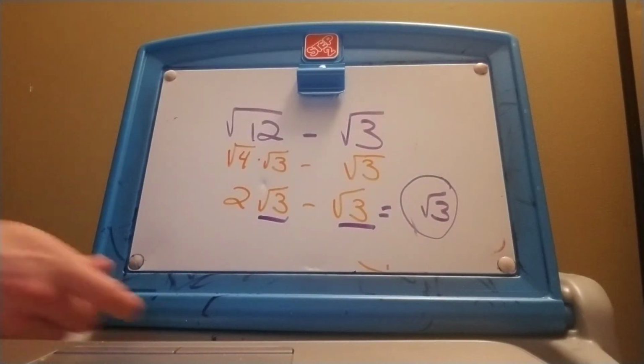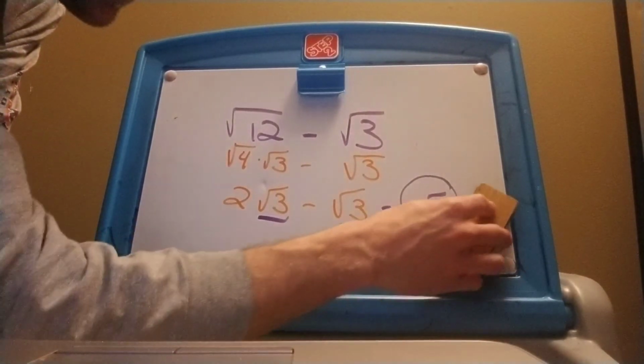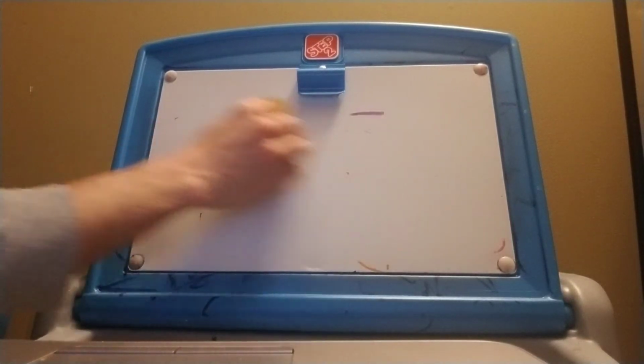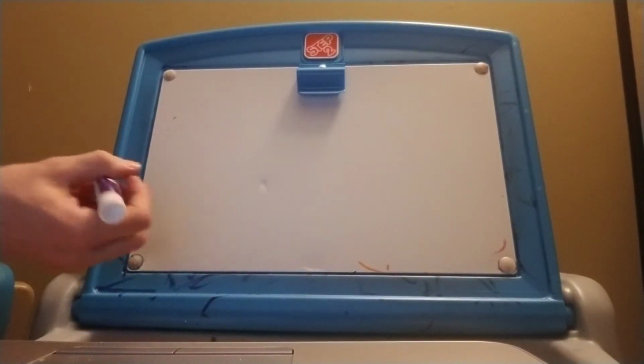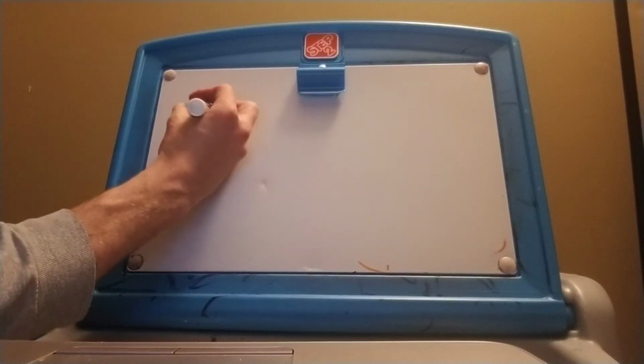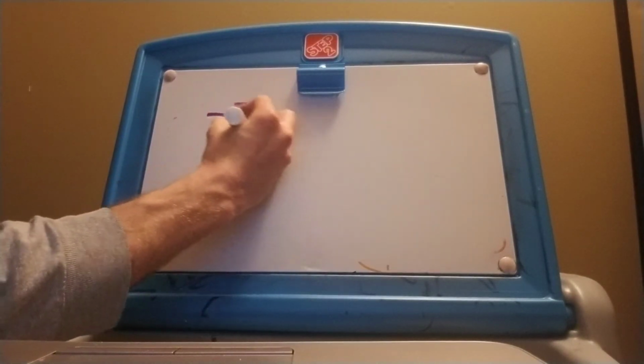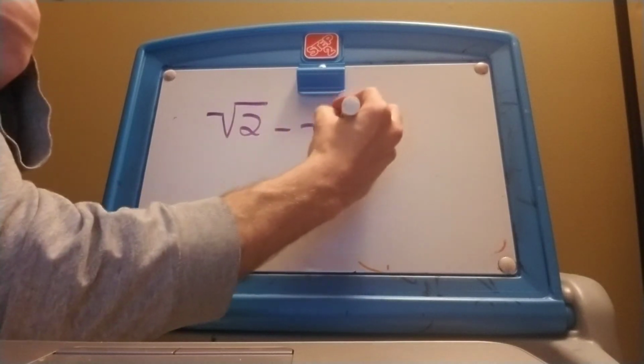All right, let's do one more example with just numbers before we go into examples with variables. Let's do a little bit of a trickier one here. Let's do the square root of 2 minus the square root of 8.